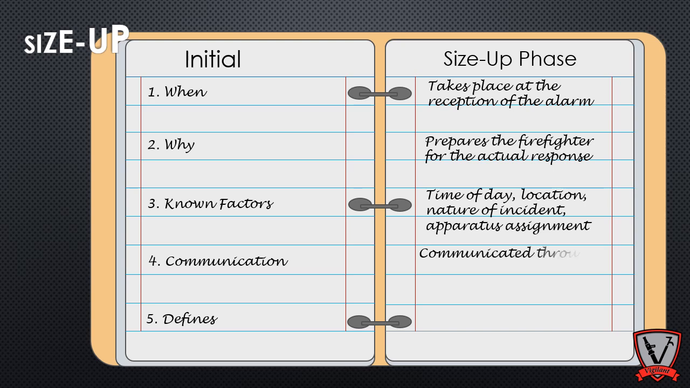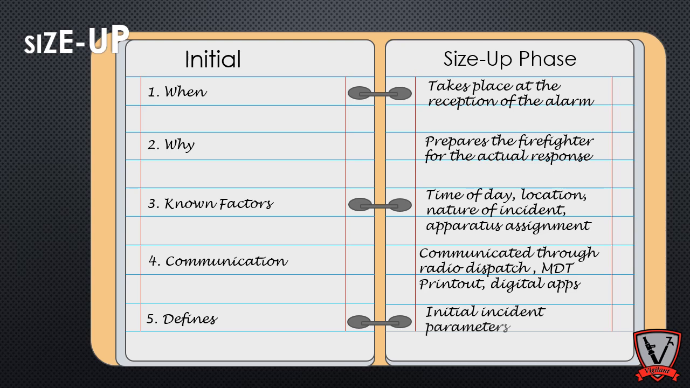This is communicated through dispatch via the radio, MDT printout, digital apps, pagers, and a variety of other options that are dependent on your individual fire department. The initial SizeUp phase, basically, defines the initial incident parameters: what it is we're going for, where it is we're going, and why we're going.